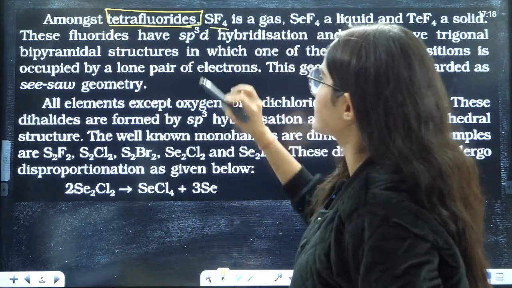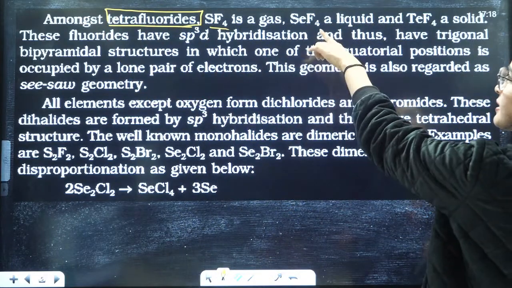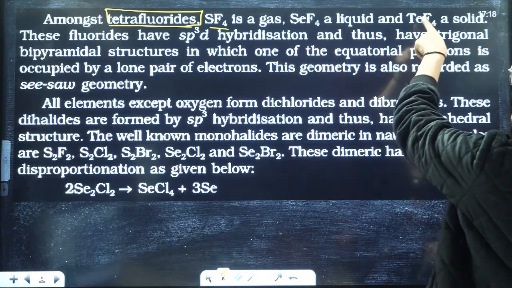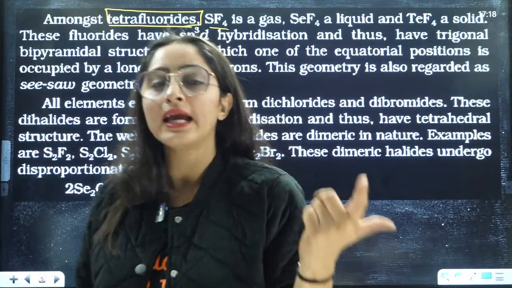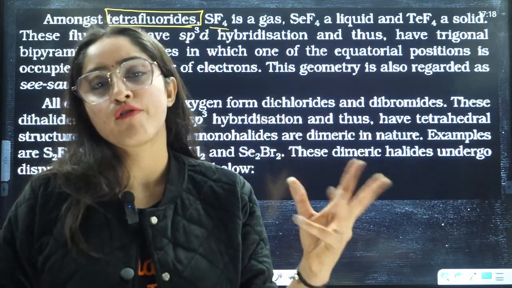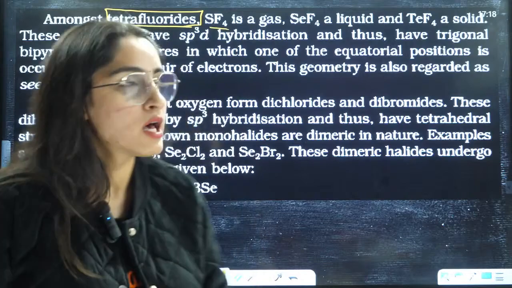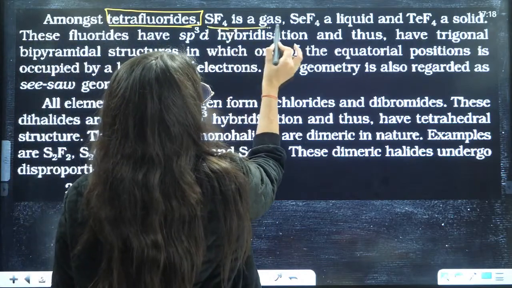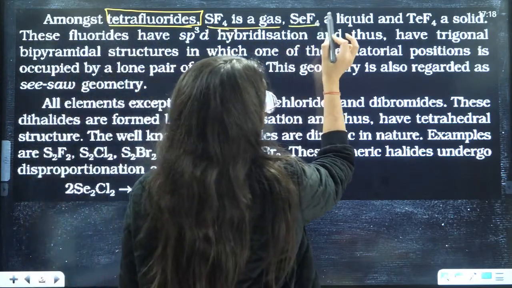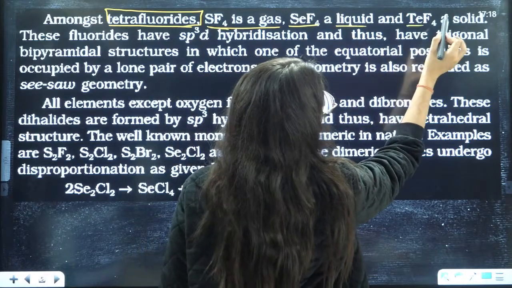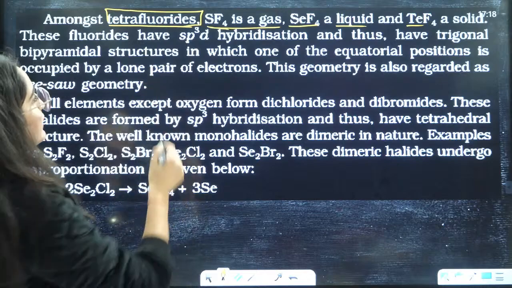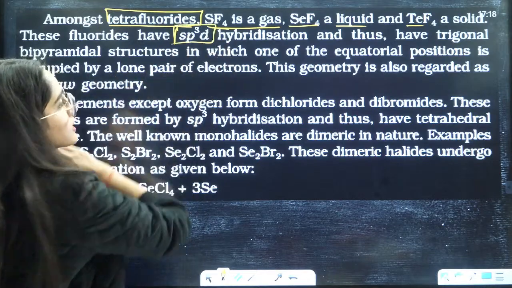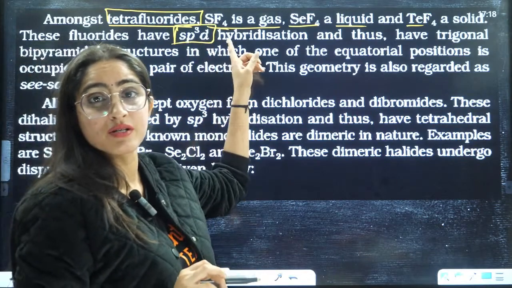Let us say SF4 is a gas. SeF4 is a liquid, but TeF4 is a solid, because S, Se and Te, these three will form the tetrafluorides. Out of these, SF4 is a very, very important gas. Then with selenium it is a liquid, with tellurium it is a solid. These fluorides have sp3d hybridization. Why so? This we have discussed in chemical bonding.